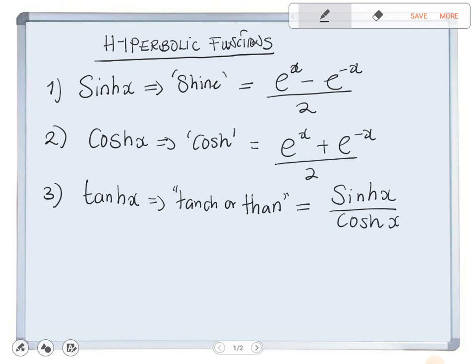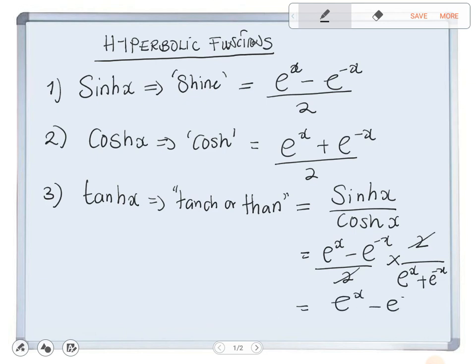Since we know what sinh x is and we know what cosh x is, this is what we're going to have. Sinh x is e to the x minus e to the negative x over 2. Since we are dividing, we just cross multiply. 2 goes there. Then we introduce this one here, which is e to the x plus e to the negative x. You can see that the 2s cancel. These can't cancel because there's a difference in sign in the middle. So we get e to the power x minus e to the power negative x over e to the power x plus e to the power negative x. This is for tanh x.